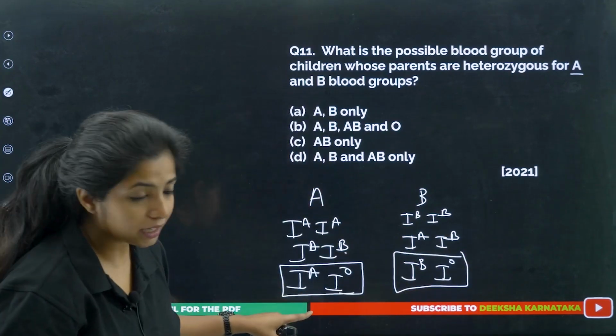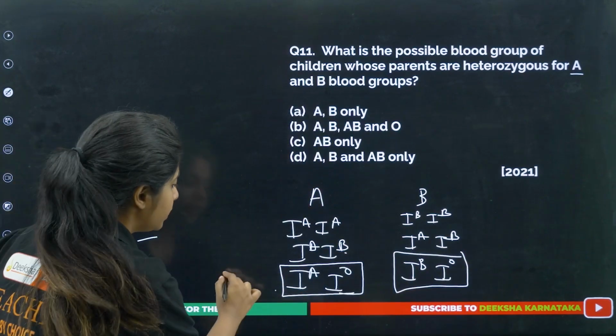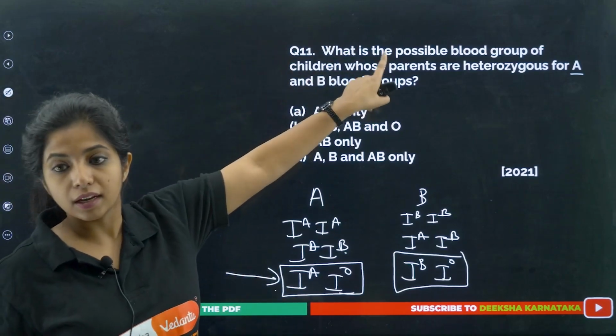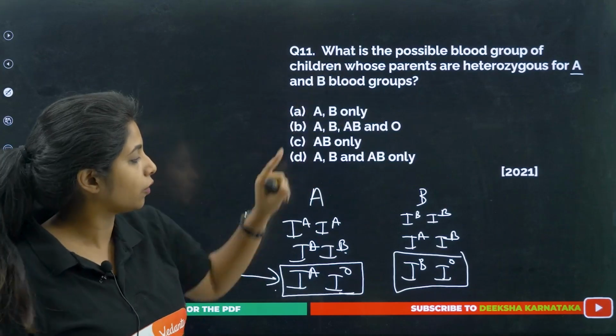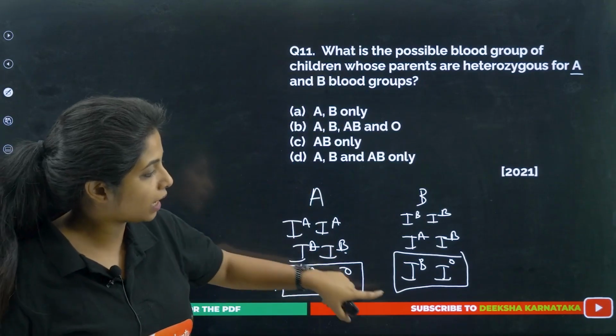This is the thing. So the first thing that you have to do is find this. How will you find this? If you read the question properly, you will be able to find it. What is the possible blood group of children whose parents are heterozygous for A and B blood group? So this is the only thing that is possible for A and B blood group.